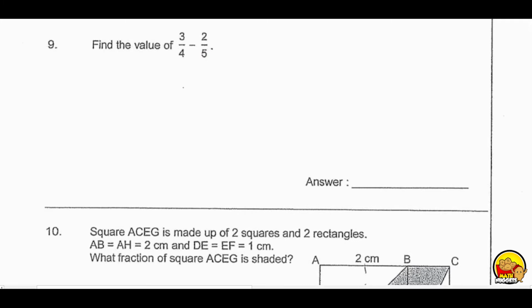Question 9, find the value of 3/4 minus 2/5. Now in order to do fractions subtraction, we have to change our denominator to the same. So I'm going to multiply this by 5, multiply this by 4 to change my denominator to 20. So I get 15 out of 20 minus 8 out of 20, which gives us 7 out of 20.